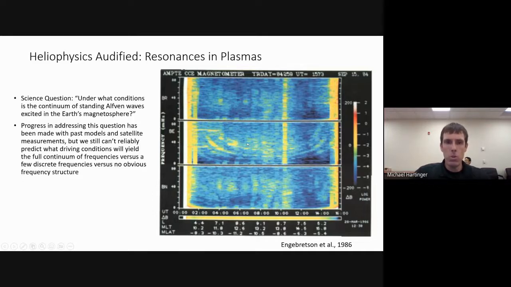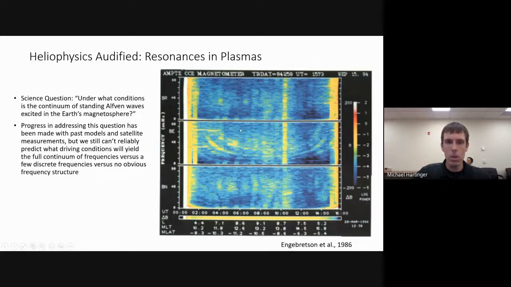So we wanted to address the question: under what conditions do we see this really clean continuum of standing Alfvén waves, versus when we see just white noise or broadband frequency waves, or something that doesn't quite look like the HARP, where you have the frequency decrease and then increase on a half orbit. I would say that we have really good theory and modeling of these things. We have lots of satellite measurements, but we haven't yet got to the point where we can really predict what driving conditions are going to yield this kind of full continuum of standing Alfvén wave frequencies. In part because, again, we have those complex processes going on in the ionosphere.